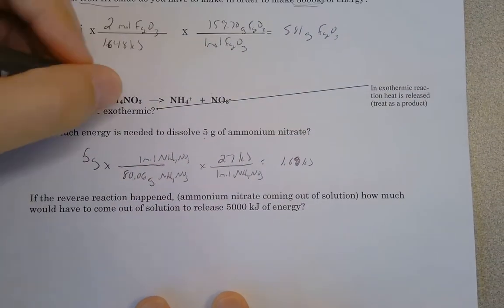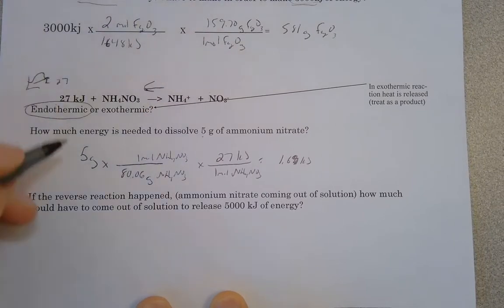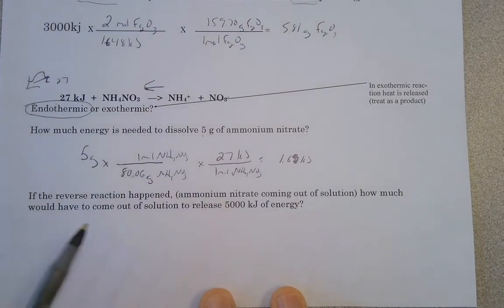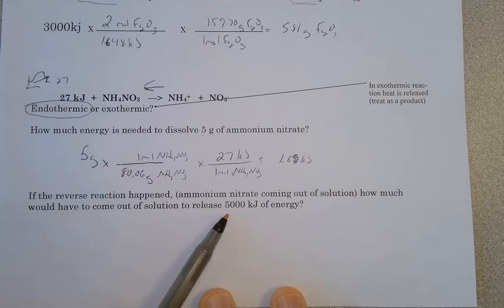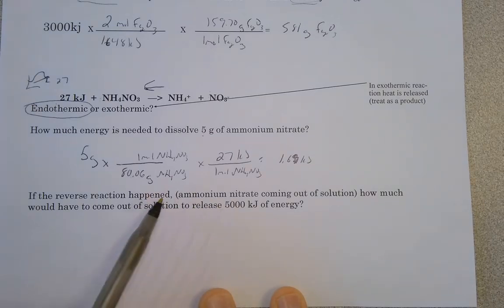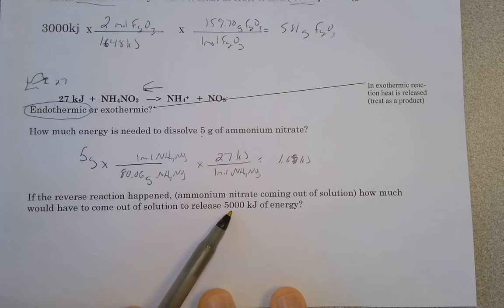So if this direction happened, the ammonium nitrate coming out of solution, how much would have to come out of solution to release 5,000 kilojoules of energy? The math is not different. Students will get worked up about math stuff. The math is not different here.